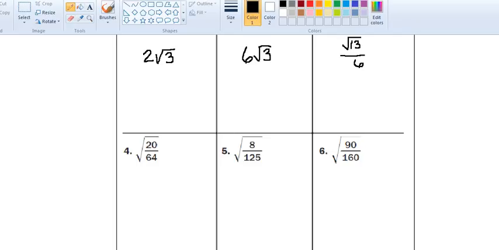And here are the answers for 4, 5, and 6. 4 is going to be square root of 5 over 4. Number 5 is 2 times the square root of 10 over 25. And then 6 actually comes out to 3/4 with no square root symbol. So you're okay on that one if you didn't have a square root symbol. If you have any questions on these, make sure that you ask.